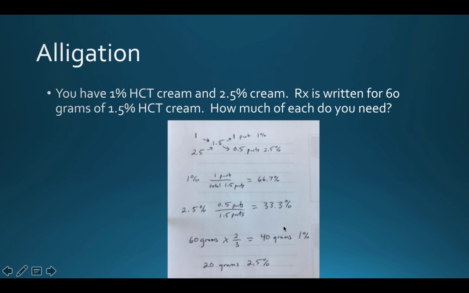And this, again, is the 1%. So taking 60 minus 40, you're going to get 20 grams of the 2.5%. Okay? So that's how I do alligation problems. Hopefully that makes sense to you, and helps you figure out how to decipher these questions.